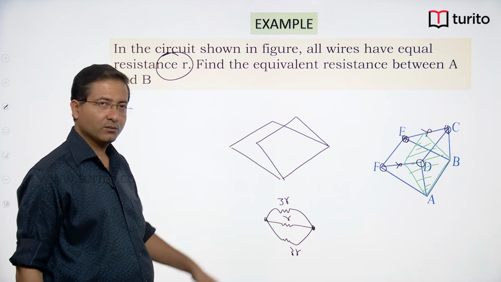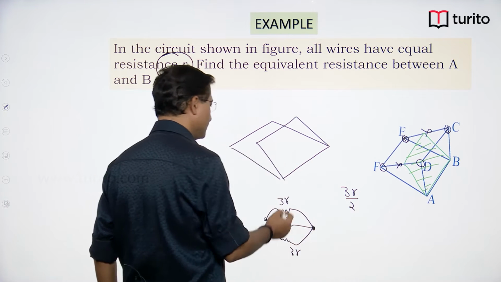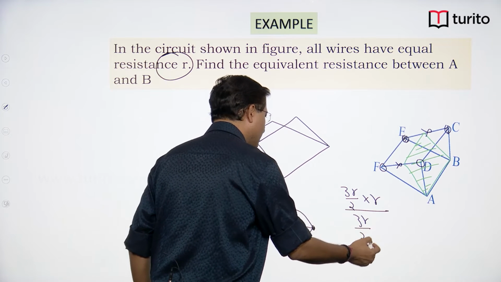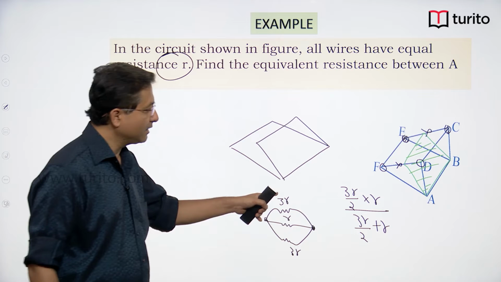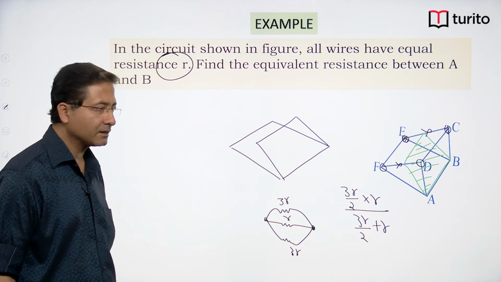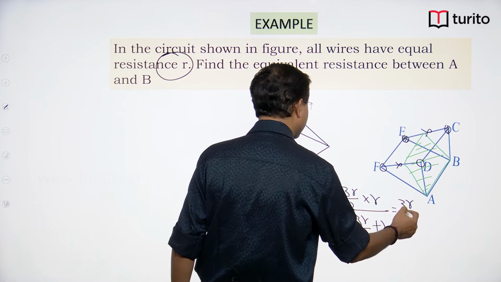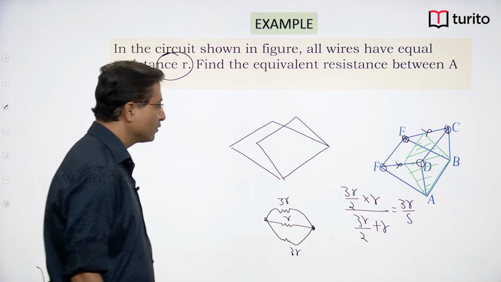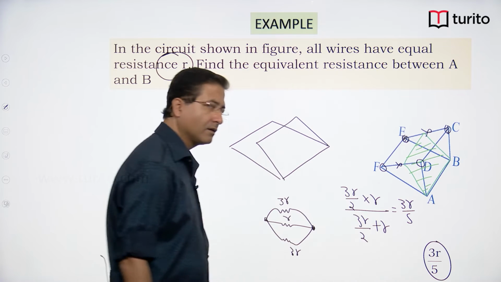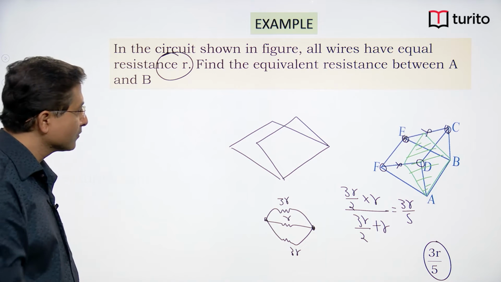3R by 2 into R divided by 3R by 2 plus R. So 3R and 3R will give you 3R by 2 parallel combination. Then I am connecting in parallel with R. So what I can see, 3R by 5. So this part you are going to get 3R by 5. I hope the first part is clear. Let us see another part.